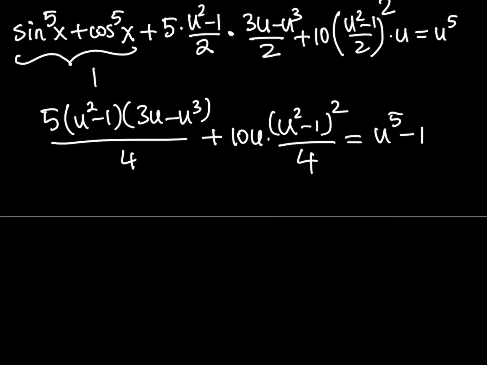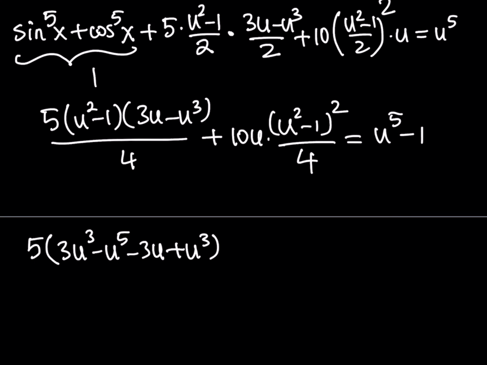Now, to clear our expression, to make it a little better looking, we can multiply everything by 4. So that way we'll get rid of the fractions. And it's going to look like this. So, and I can start distributing this. So this is going to be 3u cubed minus u to the 5th minus 3u plus u cubed.